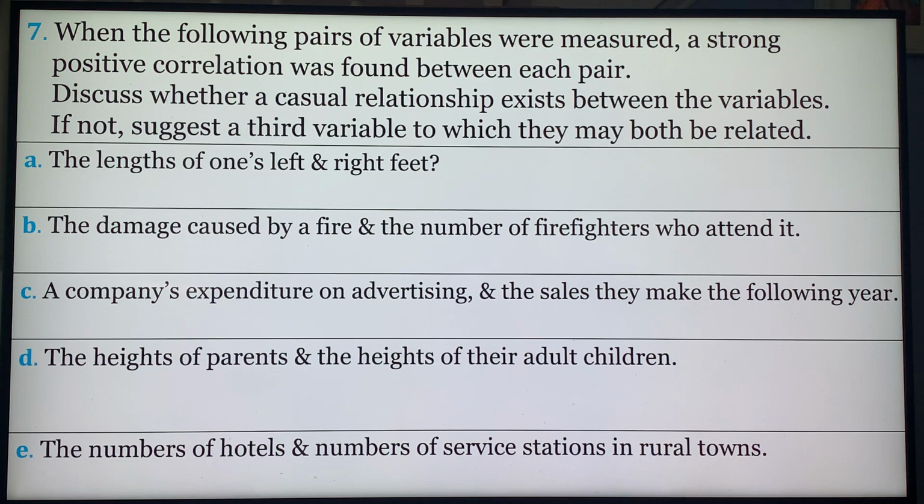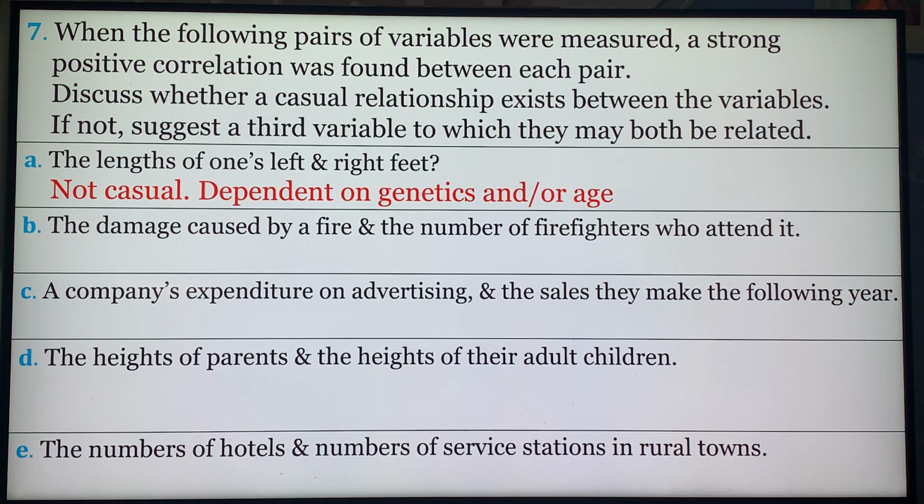Ready? The length of one's left and right feet. Now, you would say, why doesn't it say left and right foot? Well, once again, it says feet because this is an International Baccalaureate book. So, is there a strong positive correlation? What do you think? Not causal. What is one's left and right feet related to? Dependent on your genetics and age. It's not necessarily that my left foot depends on how big my right foot is. Depending on just your parents or your lineage and how old you are, that's how big your feet typically are. And then your left and right foot are typically the same size.